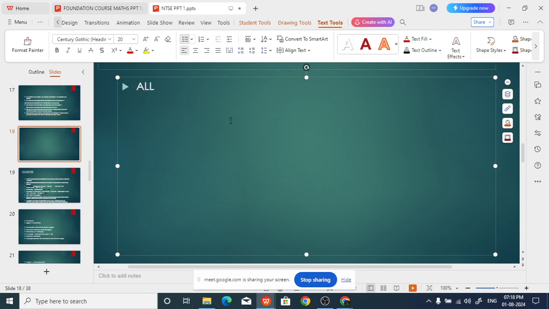All snakes are pigs. This is statement 1. Then all bulls are donkeys. What is the conclusion?